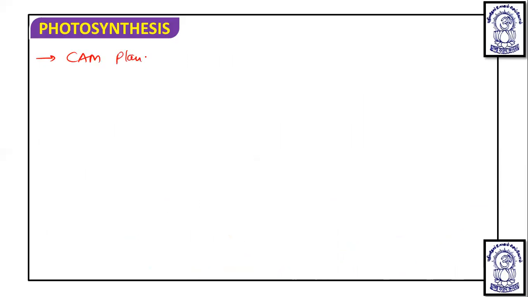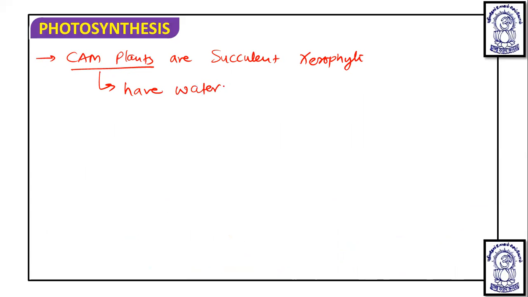CAM plants are succulent xerophytes, and since they are succulent xerophytes, they have a water conservation mechanism, so they are adapted to areas of water scarcity. This is the water conservation mechanism seen in these CAM plants.